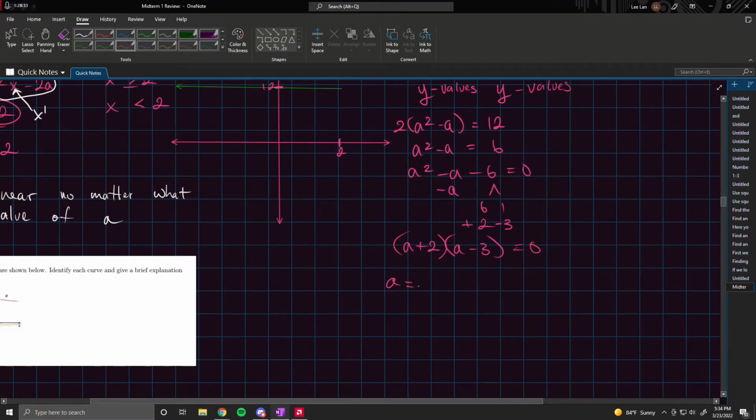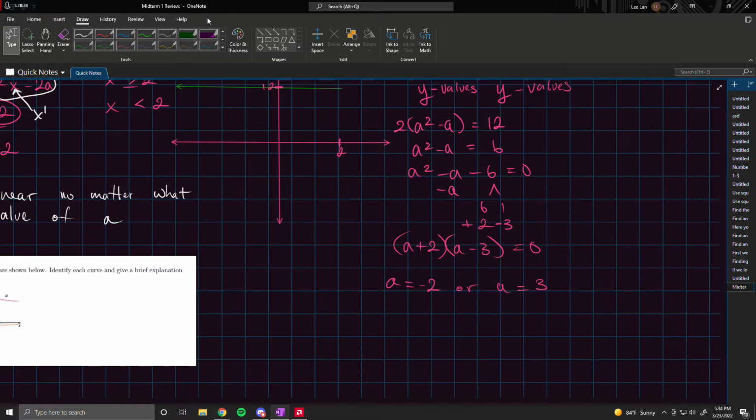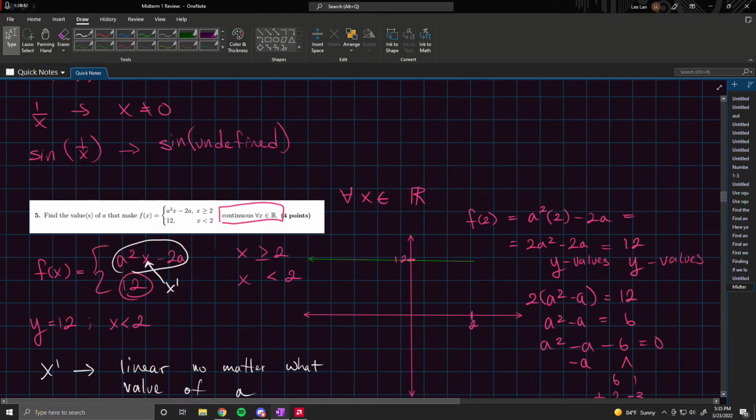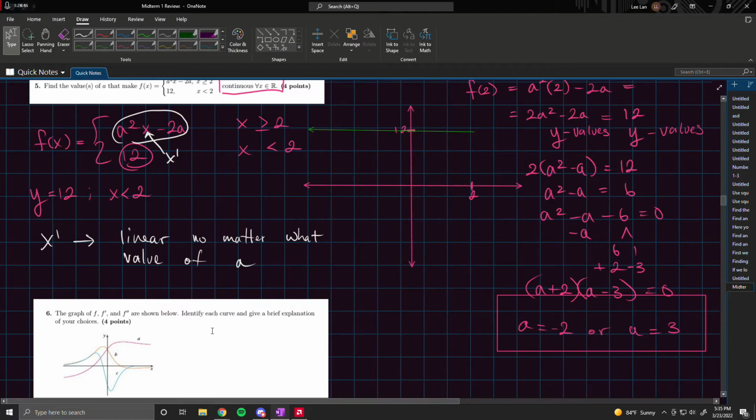So that means a equals negative 2, or a equals 3. Those are the values of a that make this continuous. And let's see what's going on.